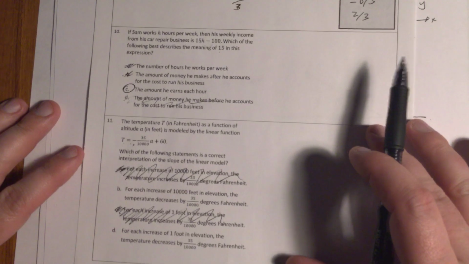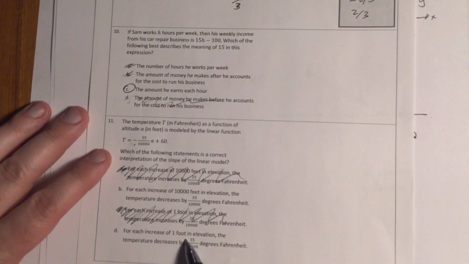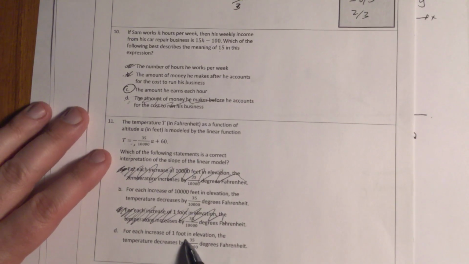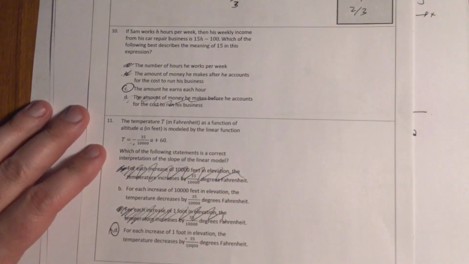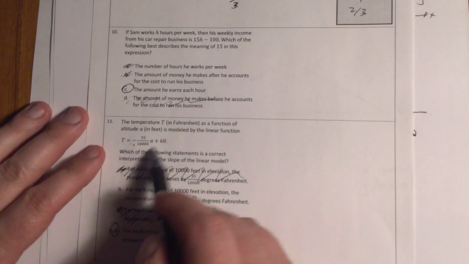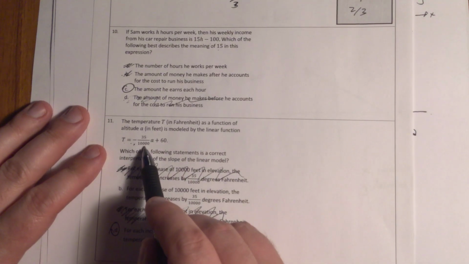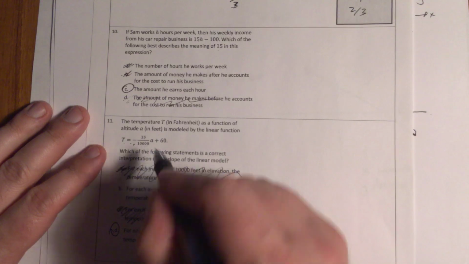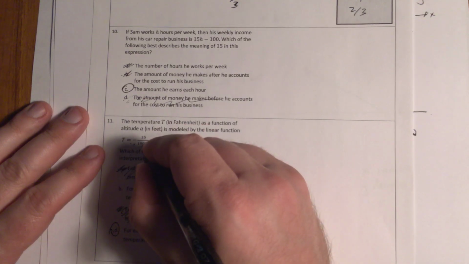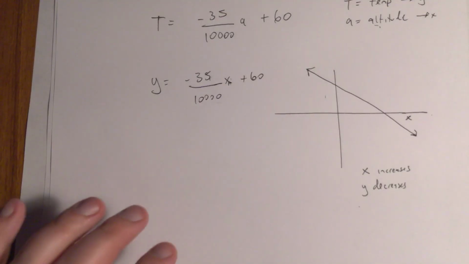So where do I see that? For every increase of 1 foot, it's going to decrease by this. So the answer is D. If you weren't sure, you could also try to graph it and see which one makes more sense. That was 10 thousandths. Man, I need glasses. Okay, so the answer is D. Next question.